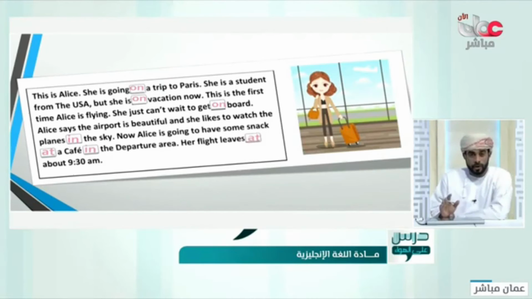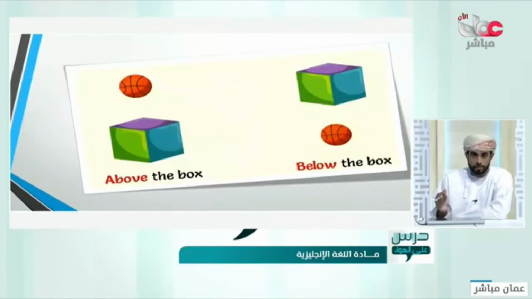Now I hope you have got a clear idea about using such prepositions. Let's have a look at more prepositions that you may use in your writing, or you may comprehend. You have to know them. Above the box, like the ball is above the box, there is a space between the box and the ball. And also below there is a space.